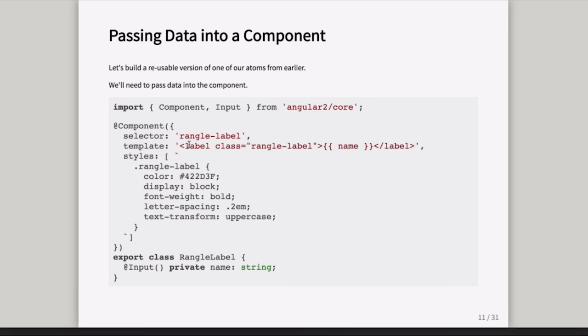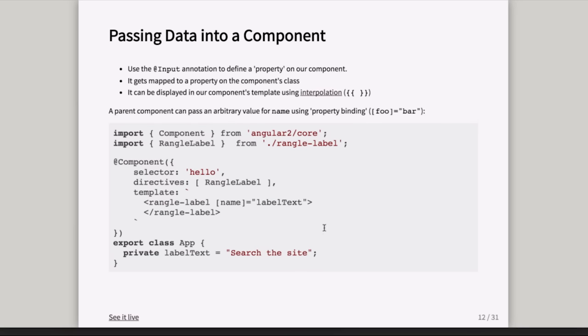Our component also knows its own template, its own HTML. So in this case, it's just an HTML element with quite a bit of styling. And then we bind the input name, or the member of this class, using these double curly brackets, which in Angular terminology is referred to as interpolation.